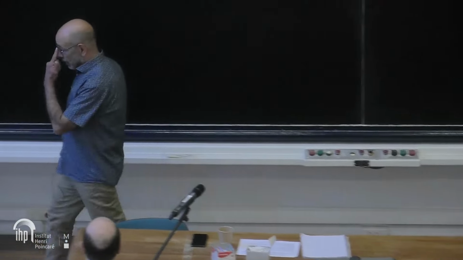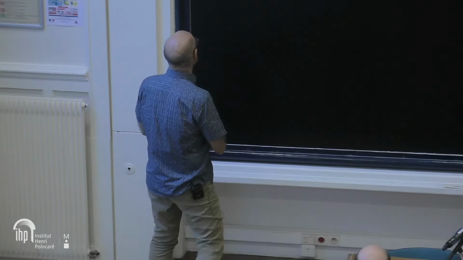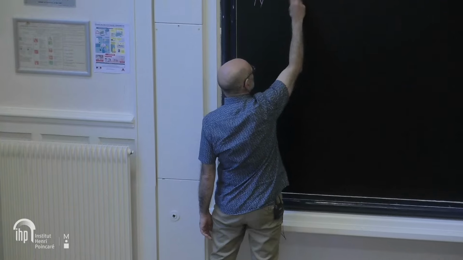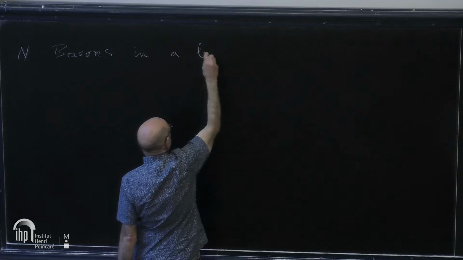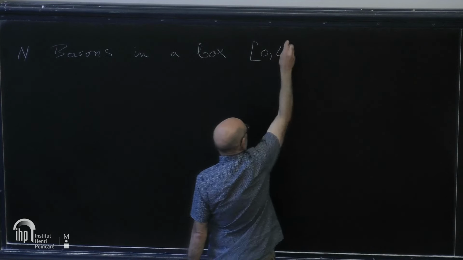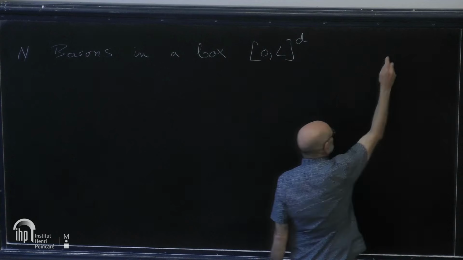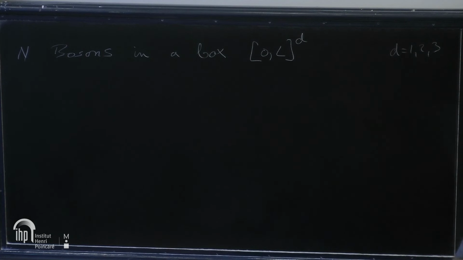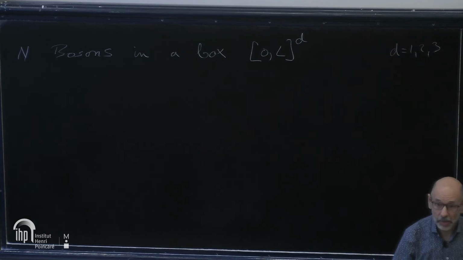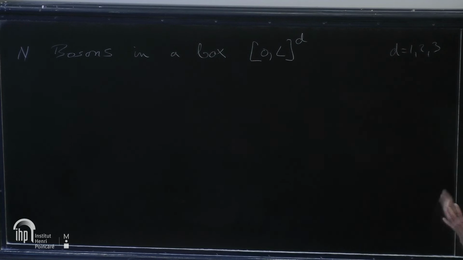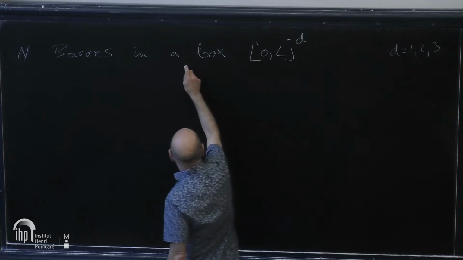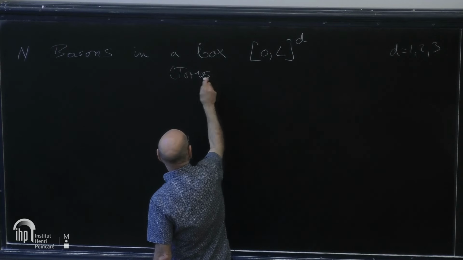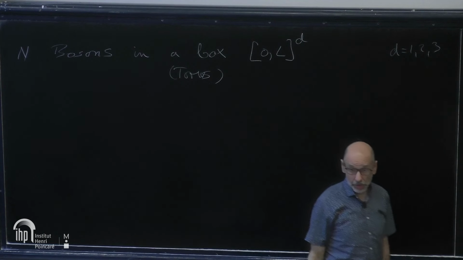So let me start with setting it up. We are looking at N bosons, and I may say a little bit about fermions as well. And we put them in a box. And let me do all dimensions, meaning 1, 2, and 3. Of course, for mathematicians, that's very far from being all dimensions, but I think for a physicist, it's probably close to being all the dimensions. Now, when I say a box, it could also be a torus, meaning that I would put periodic boundary conditions.